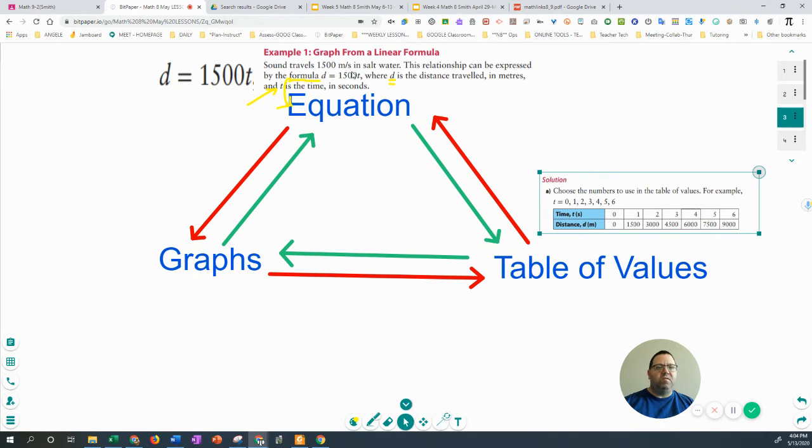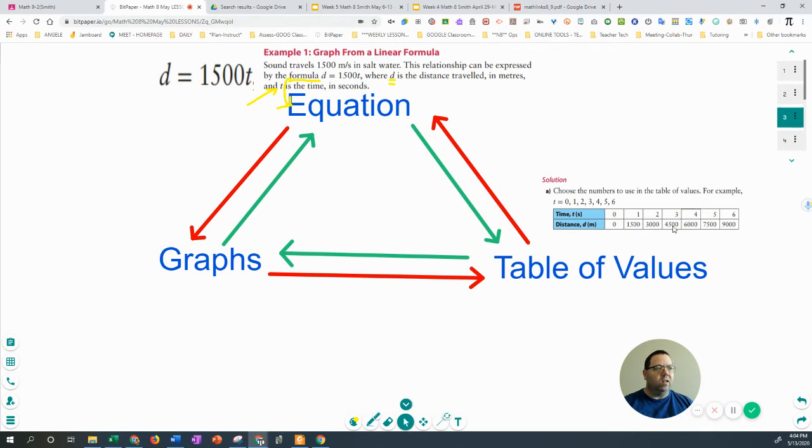The sound travels 1,500 meters per second. Sound travels pretty fast, nowhere near as fast as light, but it travels fast. At time 0, before we started measuring, let's just say it's the time before Mr. Smith started talking, silence. The sound can't travel anywhere at time 0. Now, after 1 second, as soon as I start talking, that sound, if I wasn't blocked by walls in my home, would be 1,500 meters away after 1 second. And then after 2 seconds, 3,000 meters away.